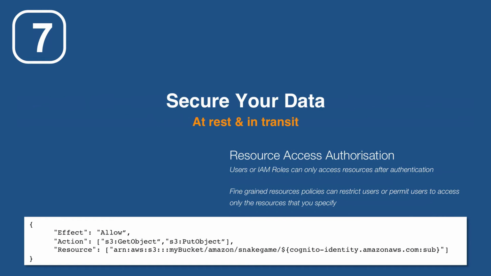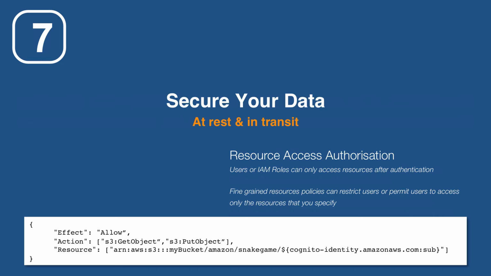Secure your data at rest and in transit. There's a few ways and a few tools that you can use for this. The first, and maybe the most obvious, is using IAM roles for what we call resource access authorization. So you can apply a fine-grained policy to particular, for example, S3 buckets or to particular DynamoDB tables that would prevent unauthorized users from accessing data which is stored within those AWS resources.